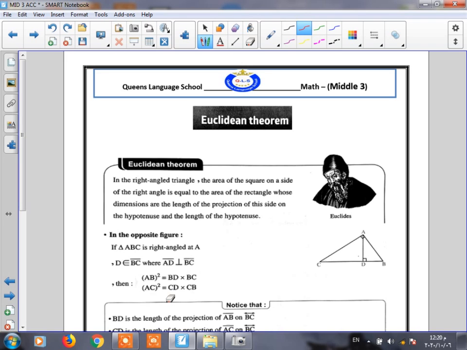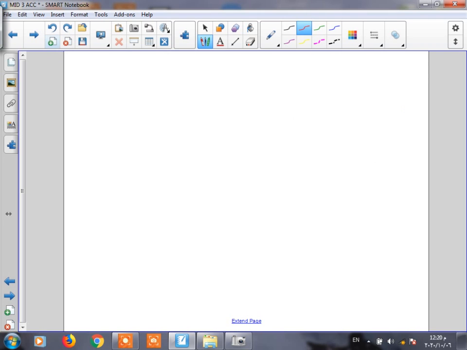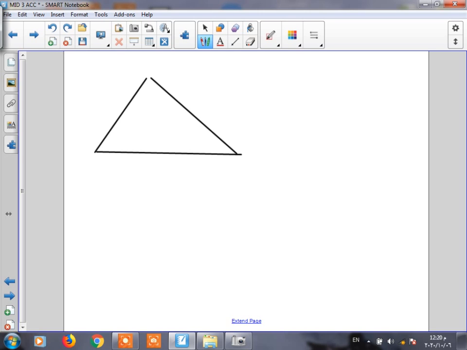Okay, first of all, what's the meaning of altitude? I want you to recognize a very important thing first. What is the difference between altitude or perpendicular, bisector and median? Because most of you are confused about this. Here I have a triangle, and I will say this part is equal to this part. So that means this line is a median. Why? Because it bisects the base into two equal parts.